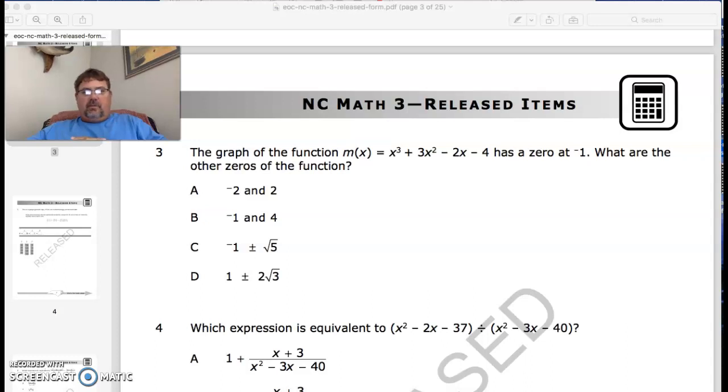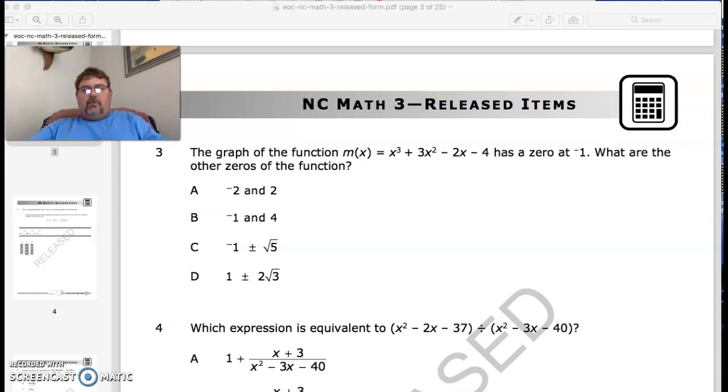This is another one. I'm using the same ideas of synthetic division and polynomial zeros and things like that. So I think it fits pretty good into this little sequence. This says the graph of m of x is x cubed plus 3x squared minus 2x minus 4, and it has a 0 at -1. What are the other two zeros of the function?